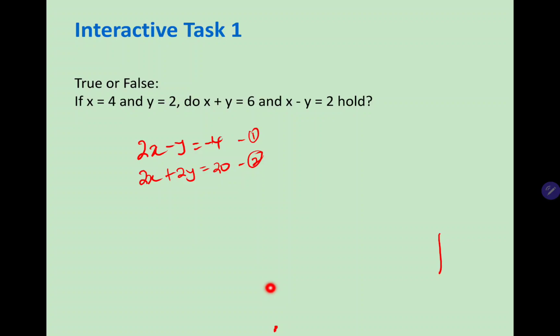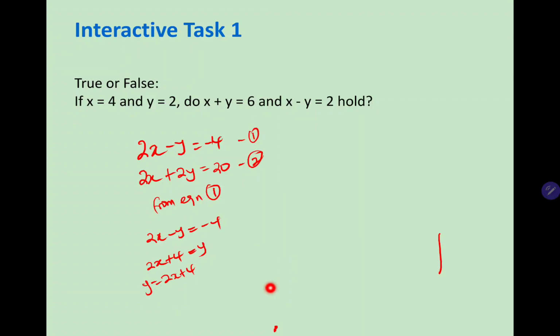From this equation, if we are to use equation 1 now, if we want to make y the subject of the formula in this equation, we can say from equation 1, we can say that 2x minus y is equals to minus 4. This is the same thing as, if we take y to this side and take minus 4 to this side, this will now become 2x plus 4 is equals to y. Okay, so y is equals to 2x plus 4. All right, so now we have the value of y.